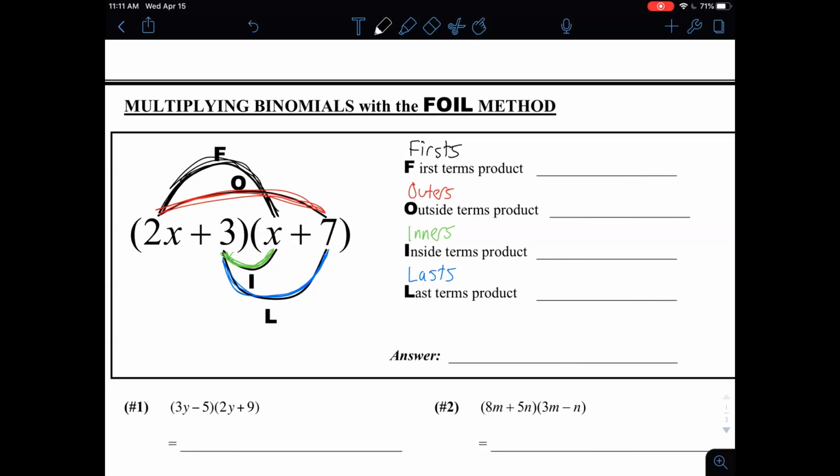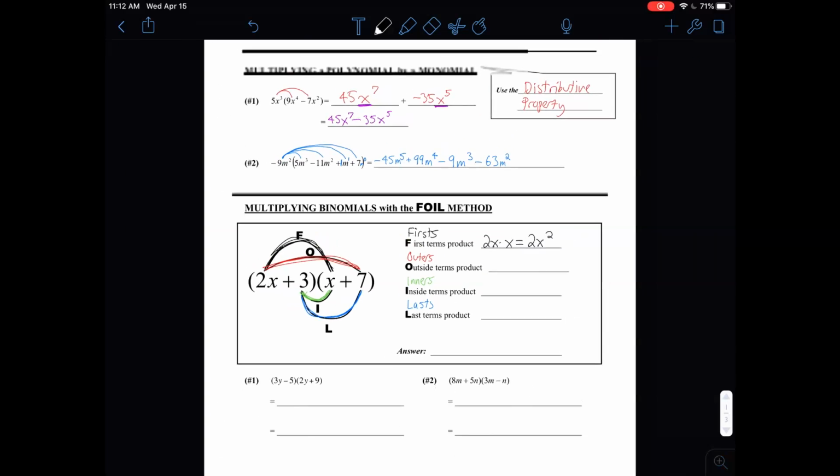We're distributing, we're multiplying everything. We have two binomials being multiplied together here, okay? So we're going to make sure we multiply everything in the first expression by everything in the second expression. Then we're going to combine like terms. Okay, so for the first, we have 2x times x. What is 2x times x? That equals 2x squared.